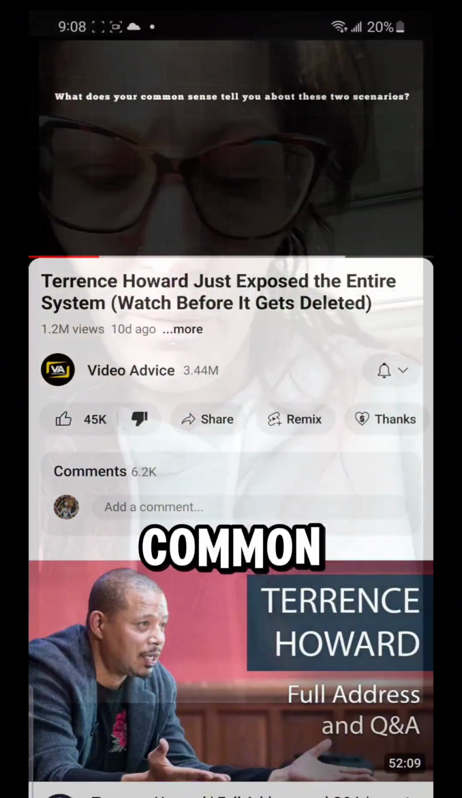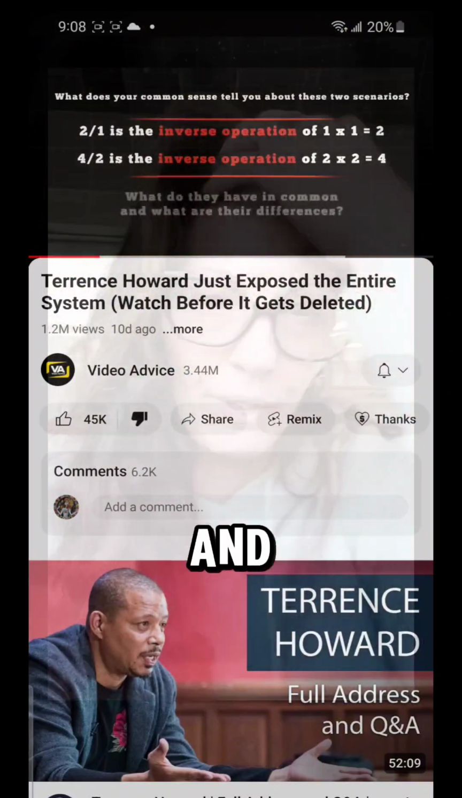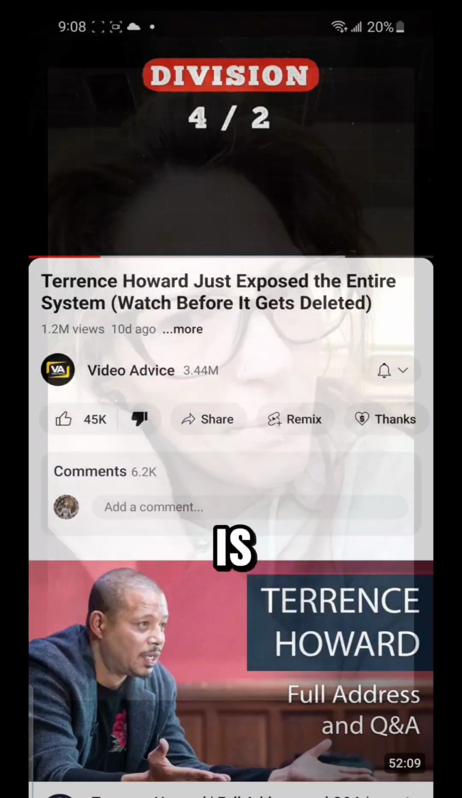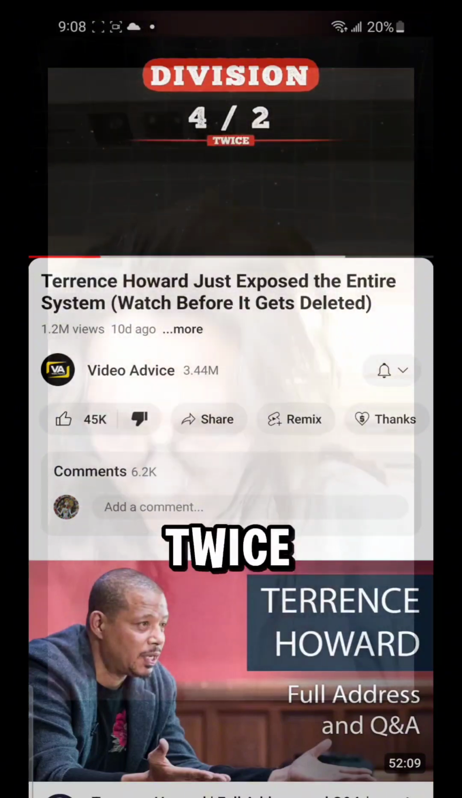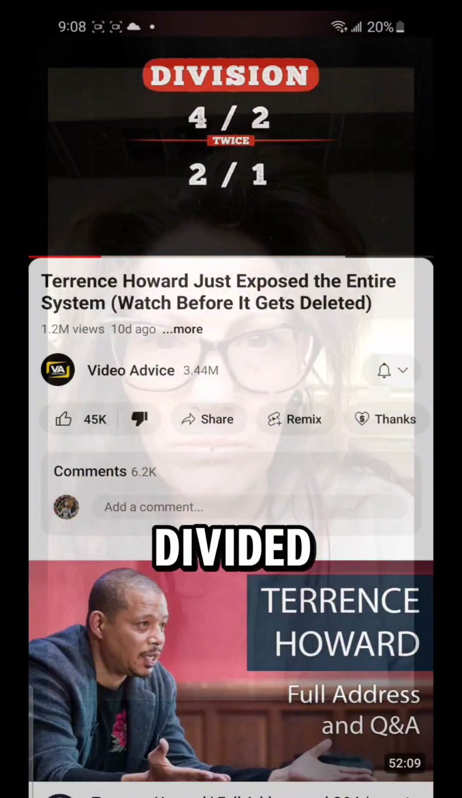What does your common sense tell you about these two scenarios? What do they have in common, and what are their differences? Division. The number 4 is divided by 2 twice. And the truth is, the number 2 is divided by 1 twice.